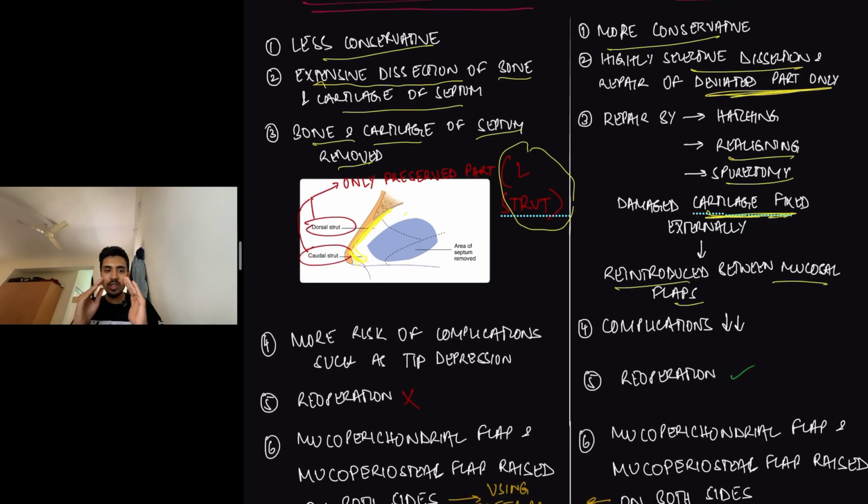So you'll make mucosal flaps, you'll see the cartilage and the bone, you'll remove the deviated part of the cartilage. If possible, you'll fix it externally and you'll reintroduce it in between the flaps. So that is one more difference.